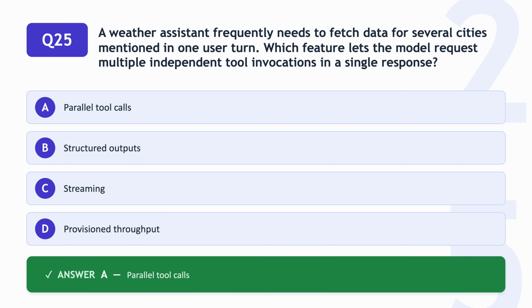Correct answer. A. Parallel tool calls. Why A is correct. The scenario requires multiple cities in one user request, several independent weather lookups. One model response can request them together, giving better efficiency and lower latency. Parallel tool calls allow the model to request multiple function tool invocations in a single response.